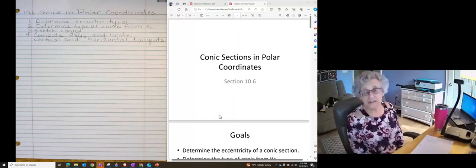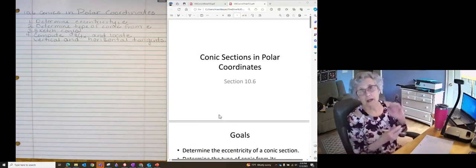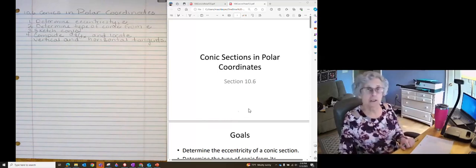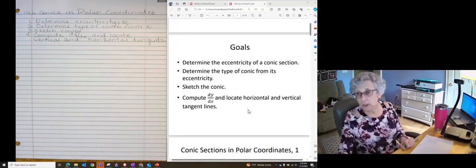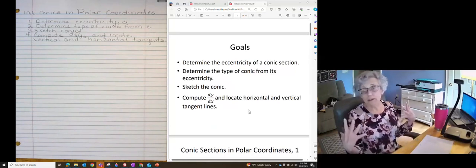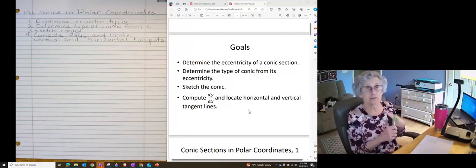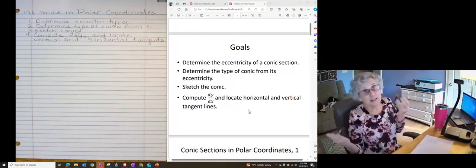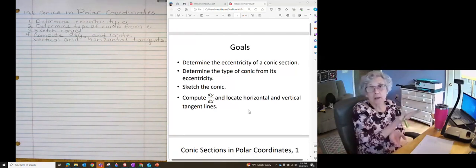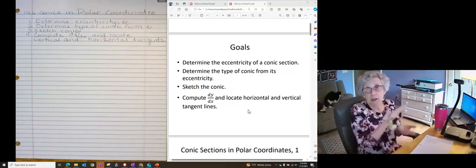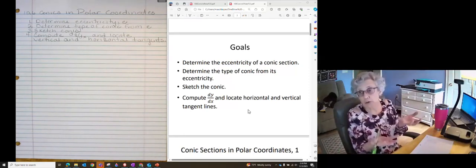Our last section for our Math 272. So the last thing I have to teach you this semester is conic sections and polar coordinates. There's no new calculus to learn. The calculus that we'll do is to compute the derivative and locate horizontal and vertical tangents, and that's just the same as what we did back in the past section with any polar graph.